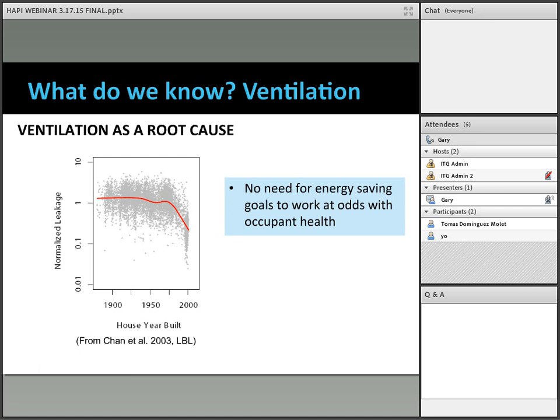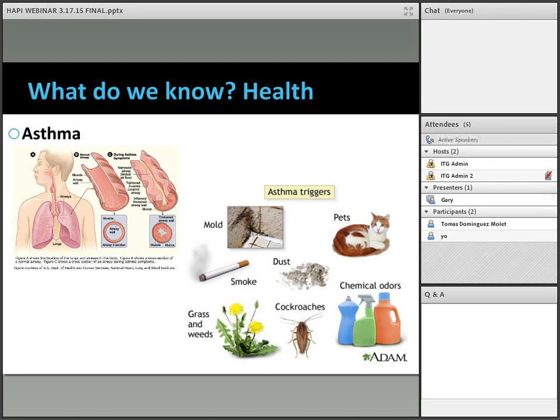I know I was focusing on the pollutant side of things, but there are definitely health concerns that are tied to a wide range of exposures in the home. Asthma is a classic example. There's been a lot of work in the last 30 years looking at exposure to combustion byproducts and smoke and allergens and mold.